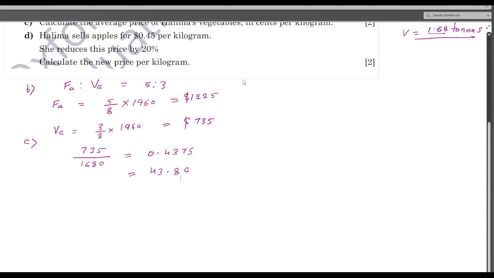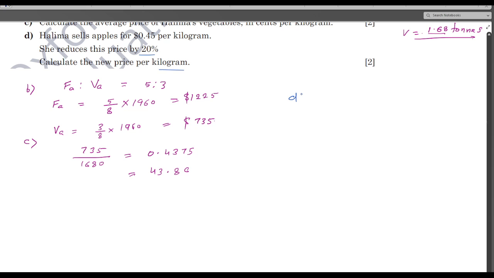Now D part is: Halima sells apples for $0.45 per kilogram. She reduces this price by 20%. Calculate the new price per kilogram.